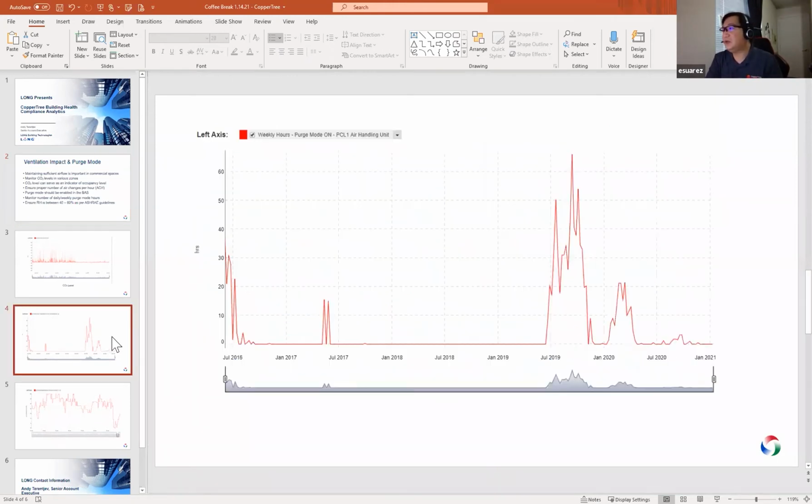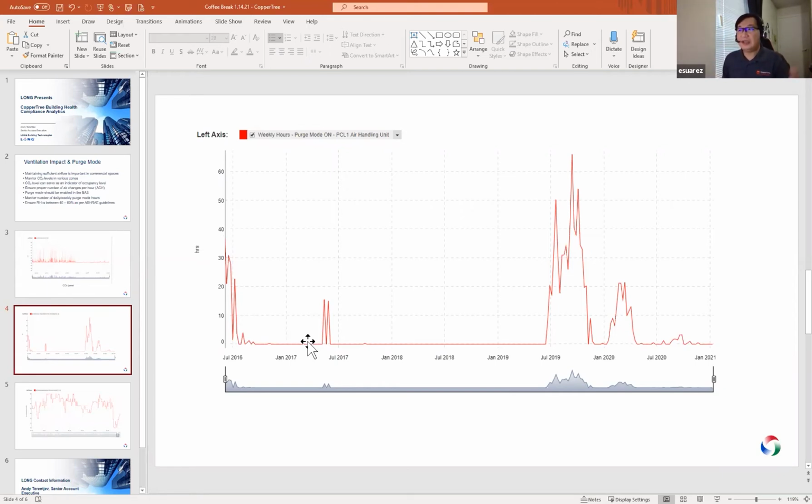So let me show you another real data set coming in from one of the buildings that we are monitoring. This is the weekly purge mode hours. Now, the good thing is I have a pretty lengthy history with this particular building. From July of 2016, you can see that the moment we started implementing analytics, they're doing great. They're still doing some purge modes. On the other hand, there was almost a year-long interval where they're not even doing purge mode. Purge mode was actually disabled.